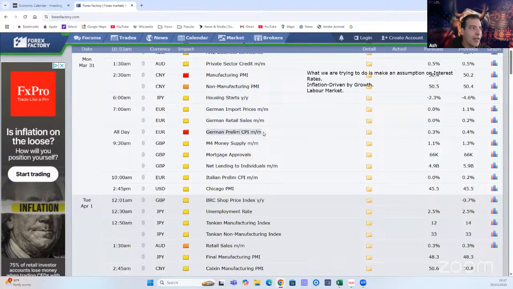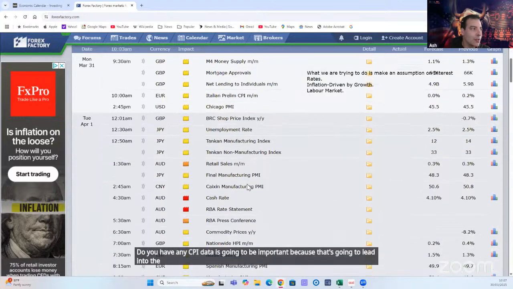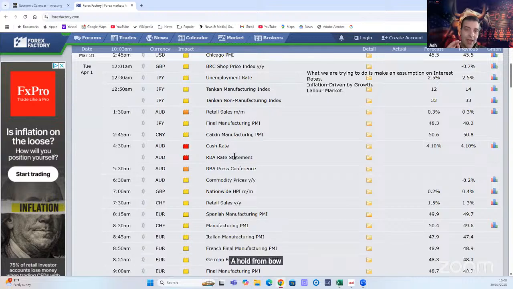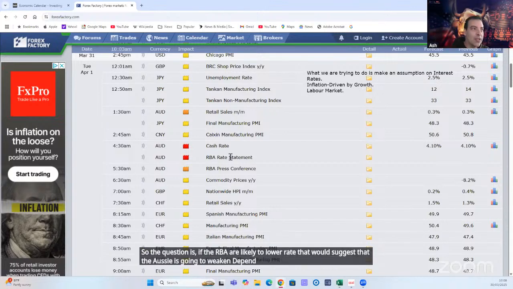Germany CPI data is going to be important because that's going to lead into the Eurozone. Chicago PMI is going to be important. We get an interest rate decision next week from the RBA, and we can start to make an assumption on where the interest rate is going to go. We've already had a hold from both the Fed and the Bank of England. So if the RBA are likely to lower rates, that would suggest that the Aussie is going to weaken.